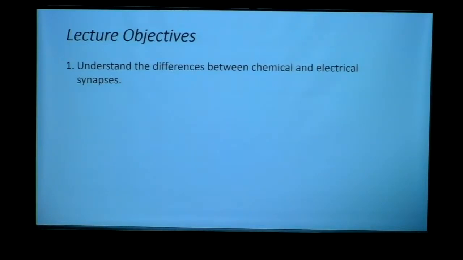About the synapse, we're going to look at the difference between chemical and electrical synapses. Now, we're really going to differentiate and distinguish them from each other, but I really want you to focus on the chemical synapse. We're only going to mention the electrical synapse. I'm going to talk a little bit about it, what you need to know about it, and really I only want you to know that it exists.